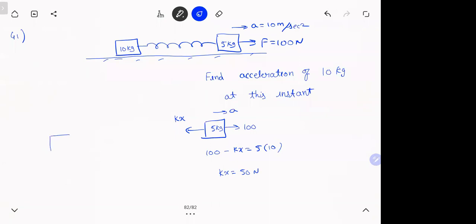So using the same force on a 10 kg block, acceleration likely to be a dash. So you get Kx is equal to 10 into a dash. So Kx is nothing but 50. So that's what I'm saying. See, you're not interested in K, you're not interested in x. What you're interested in is the spring force Kx. So that gives me acceleration of 5 meter per second square. Here both will not go together because spring can stretch, no? It's not a string.